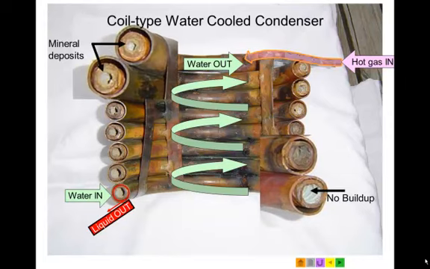What you see here is no buildup in one tube on the inside of the tube where the water flows, where in fact there are mineral deposits shown in the upper left-hand corner. So this condenser eventually would become very inefficient at transferring heat.